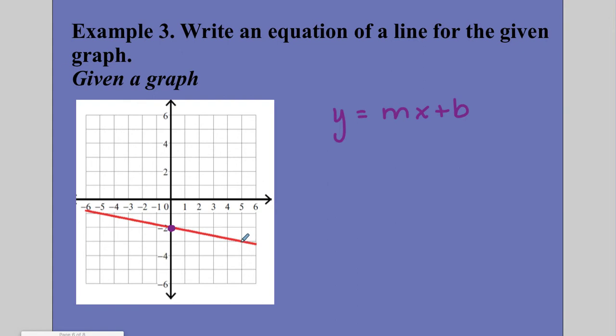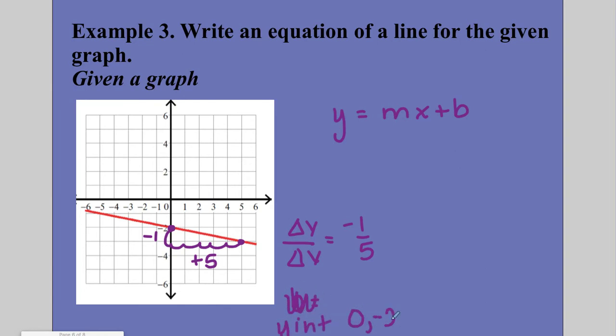So I found an index point right here. So I do the change in y, which would be down 1, and the change in x, which would be 1, 2, 3, 4, 5, which was the right 5. I put my change in y over my change in x, which would be -1 over 5. And then I write down my y-intercept. So my b, or my y-intercept, would be (0, -2).